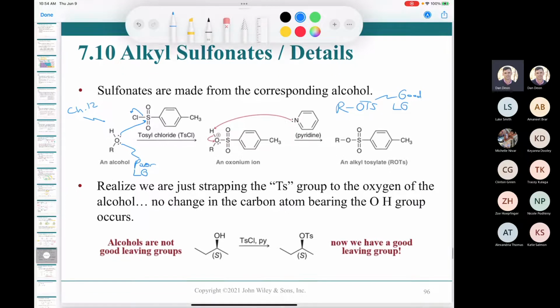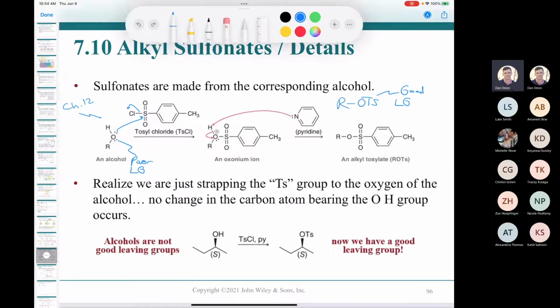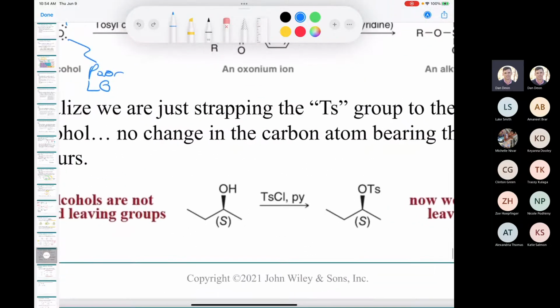So realize that we're just strapping on the Ts group to the oxygen of the alcohol, and therefore, if your alcohol is on a chiral center, it's not going to change the chirality of that center whatsoever. So if you start with S, you'd end up with S.